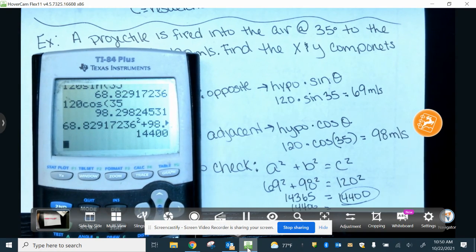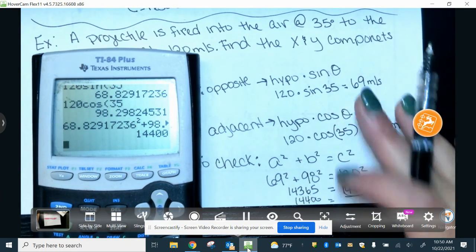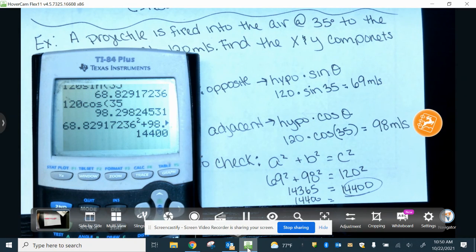I could check it just doing this and know for sure, 100% of the time. But I'm never going to make you write out 68.829172236. That's ridiculous. Like I did 69 squared plus 98 squared and I got 14,365. So when I square rooted, it was 119.85. So when I just rounded it, do I still get that? Yes. Any questions? This is what we're doing today.